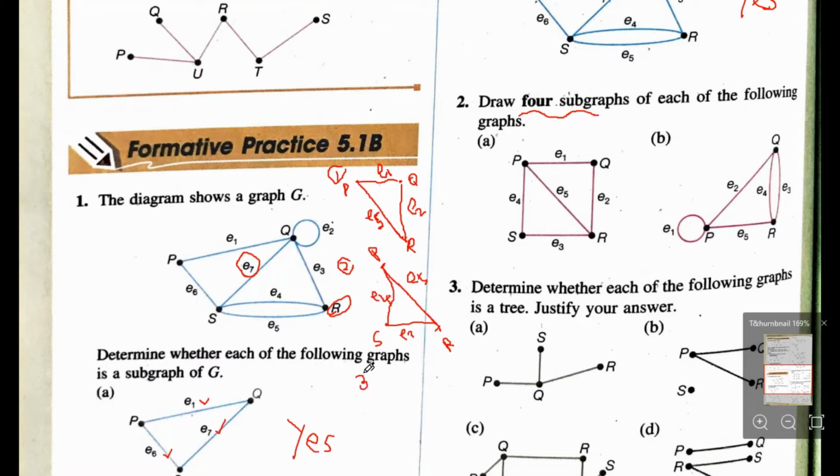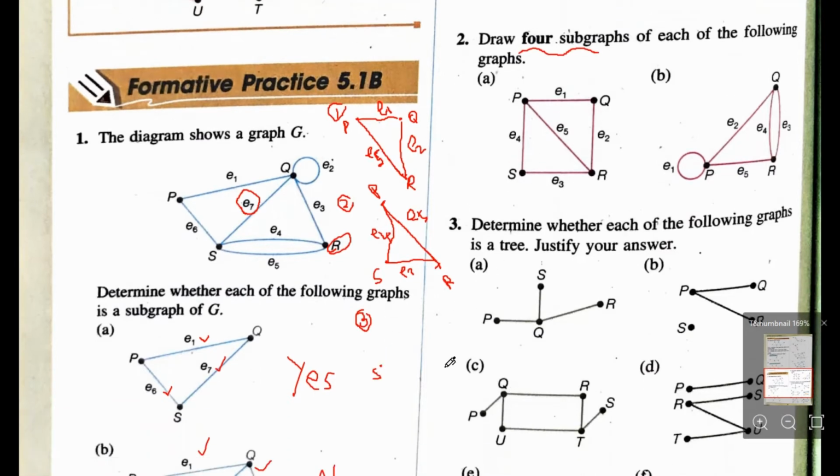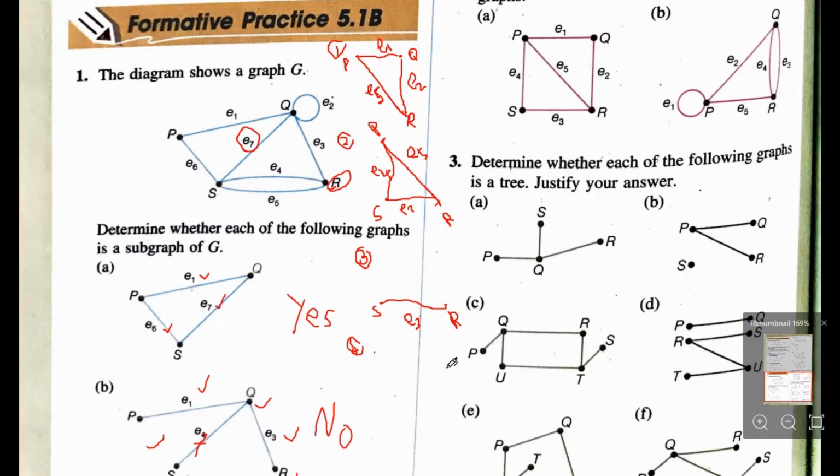For subgraph number 3, so let's say I only want S and R. I can draw only S and R with E3. Okay, so here I have E3. Subgraph number 4. Okay, I want all of them. Yes. So you can draw P, Q, R, S. Then you follow all the edges here.